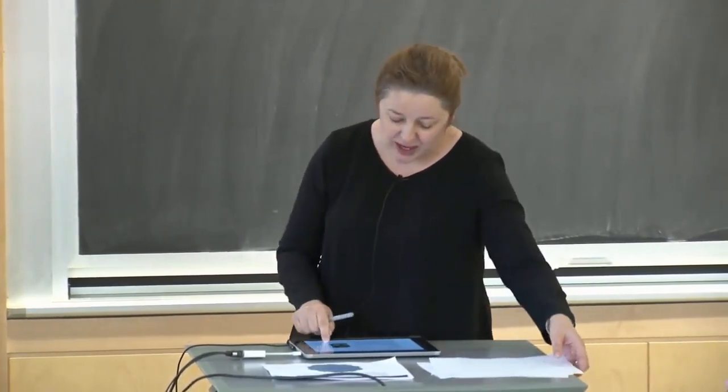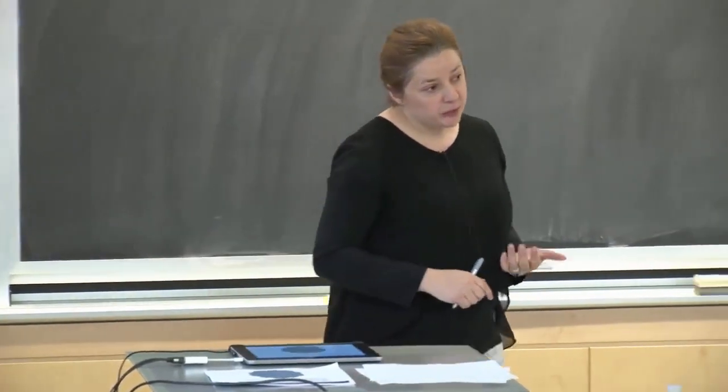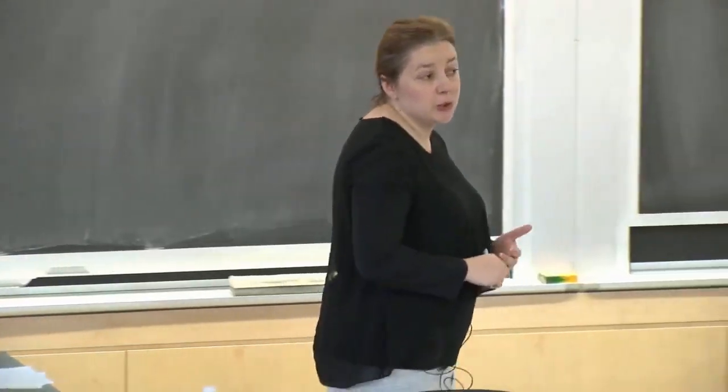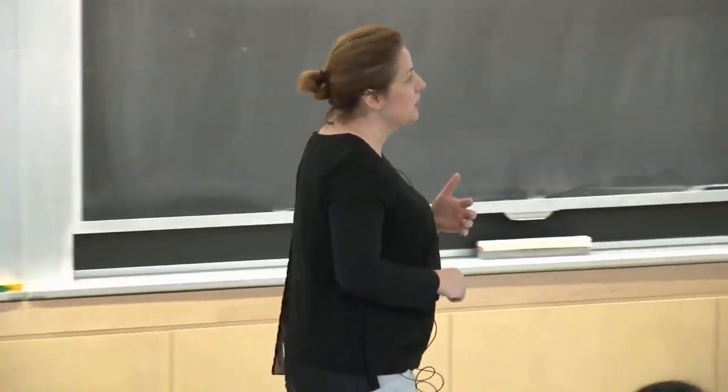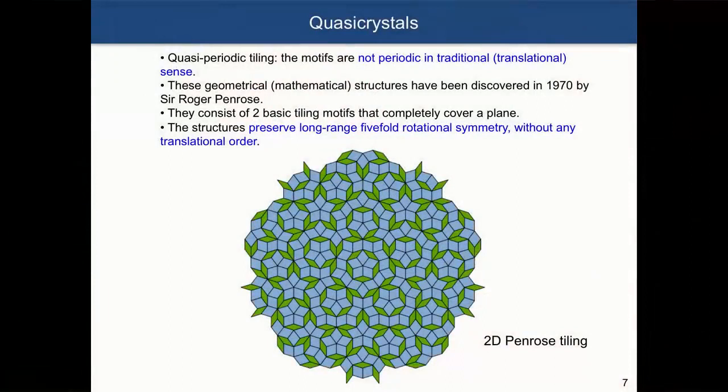Okay, so as it turns out, the concept of quasi-crystallinity is not new to material science. It actually existed in math for a relatively long time. These are so-called Penrose tiling structures. Sir Roger Penrose was a mathematician, and in the 1970s he developed this mathematical concept of quasi-crystals.